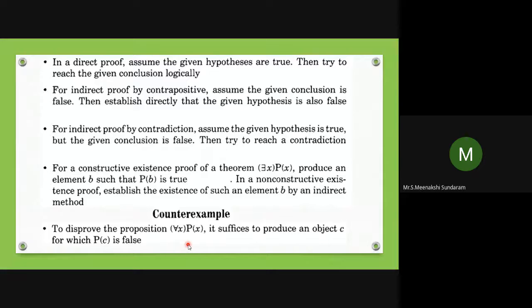Okay, now I will discuss the university questions, part A and part B also. If you have any other doubt, you can clarify at any time.